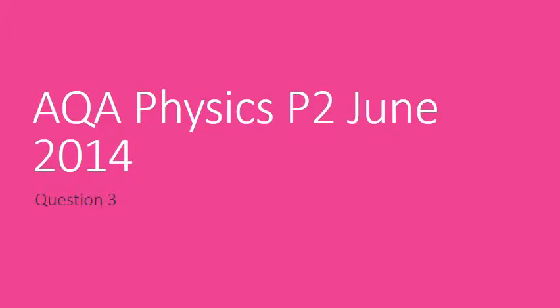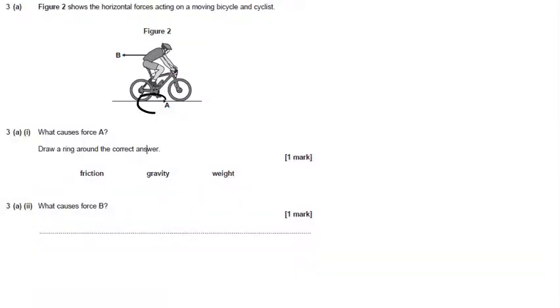This is a worked solution to AQA Physics P2 June 2014 higher tier paper question 3. Force A is the force between the tyres and the road, and this is caused by friction. Force B, the arrow representing force B, is the air resistance.